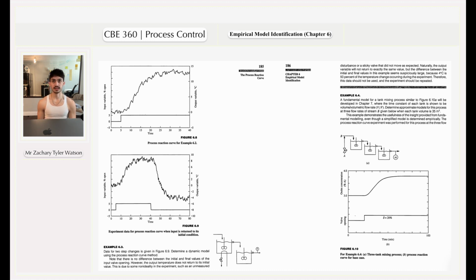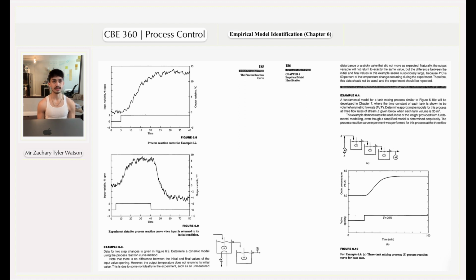A fundamental model for a tank mixing process similar to figure 6.10a will be developed in chapter 7, where the time constant of each tank is shown to be volume per volumetric flow rate, this is V over F. Determine approximate models for this process at 3 flow rates of stream B given below when each tank volume is 35 cubic meters. Stream B and stream A are both inputs.